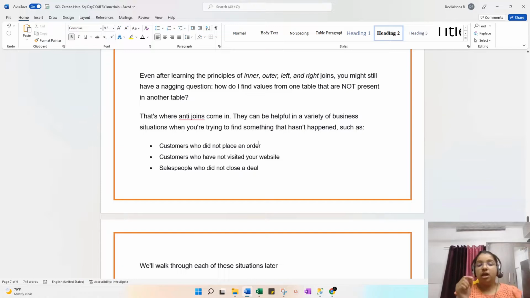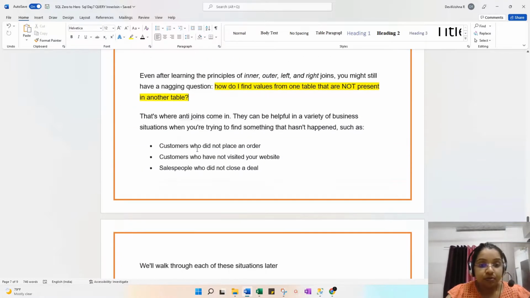For example, one question: how do we find the values from one table that are not present in another table? That is a very important question. This is the question, and here we are finding the solution with the anti-join. With a left anti-join, we find the values of one table that are not present in the other table.